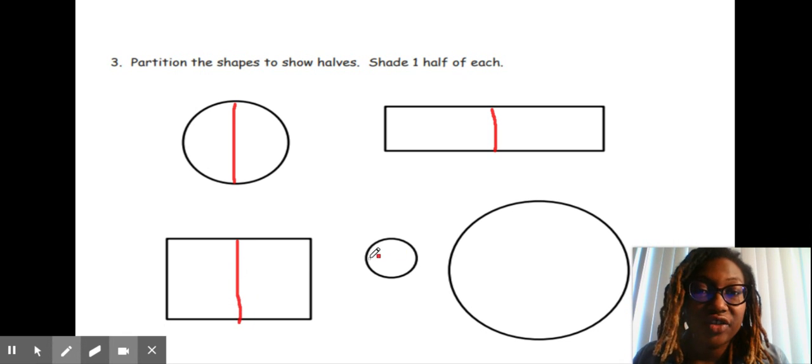Okay, and I don't have to just go vertically, right? I can go horizontally. Oops, that's a little rough as well.